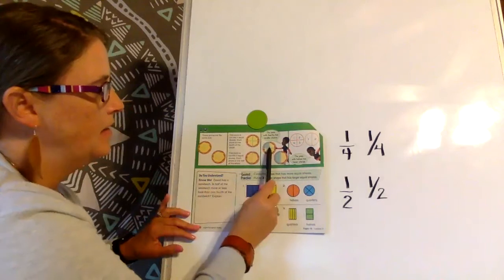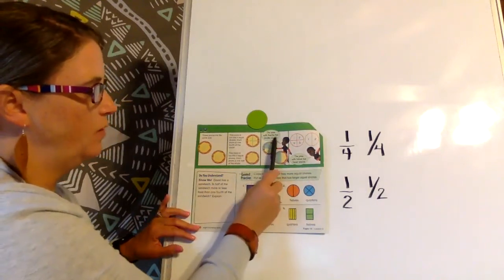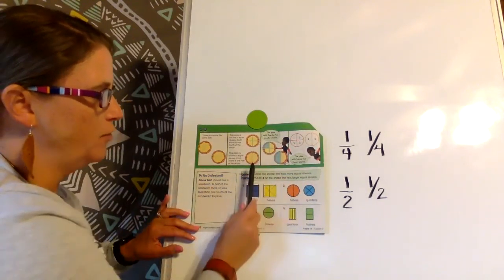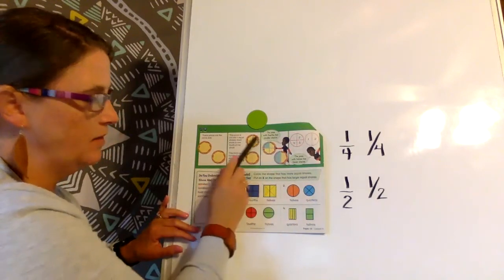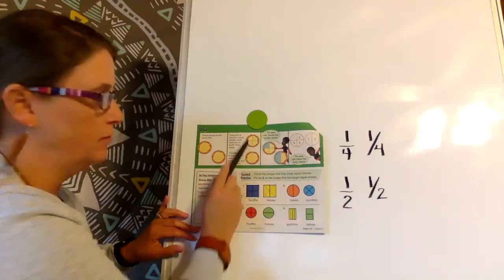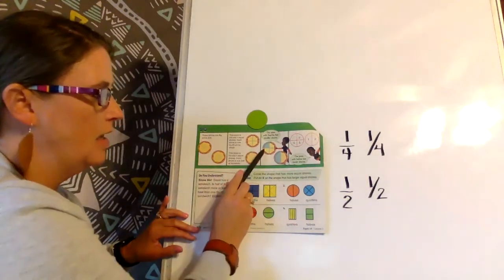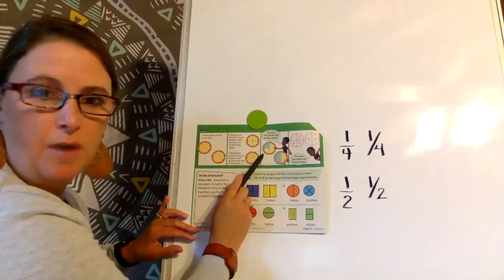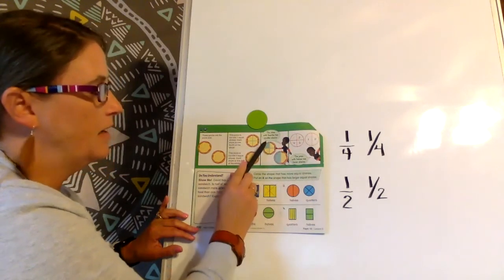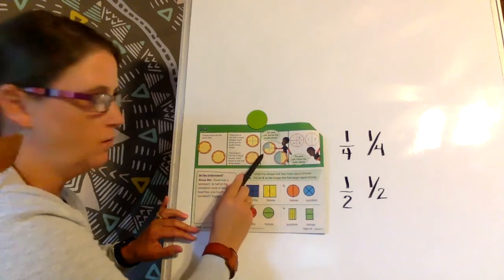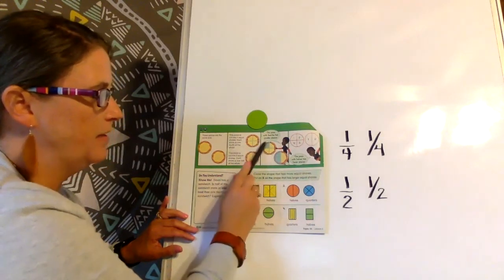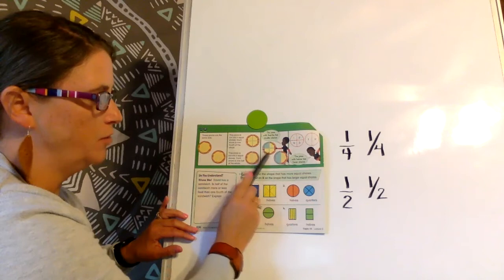If we look at our next box, it says the pizza with fourths has smaller shares. Because I took 2 pizzas that were the same size and I cut one of them into 4 equal parts or shares and one of them into 2 equal shares, my shares are smaller because I had that same size pizza divided into 4 equal parts. So the pizza with fourths has smaller shares.